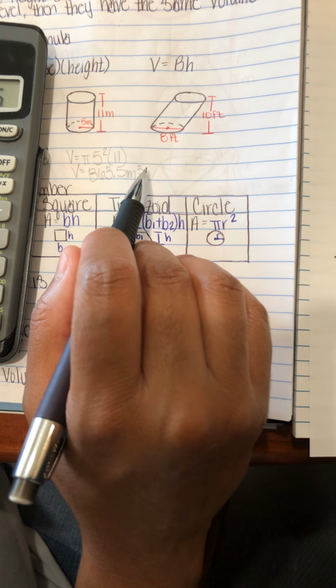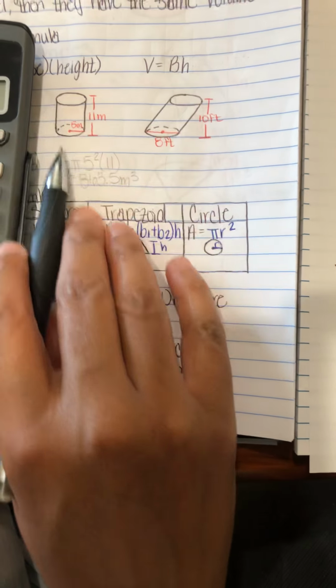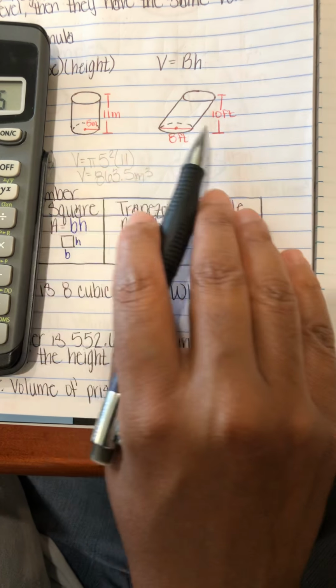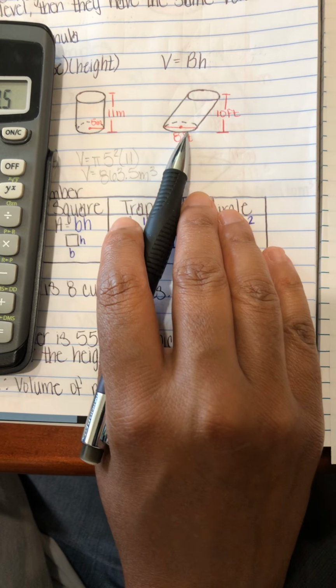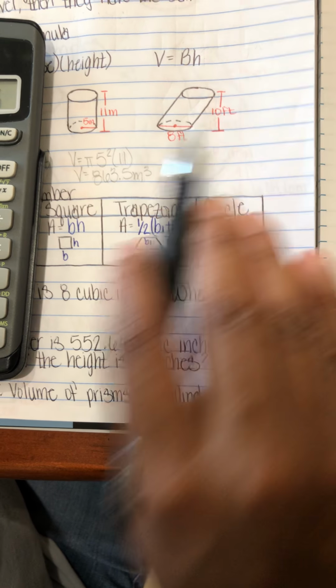The only reason why it's called oblique is because it's leaning. When you're looking at one that's going straight up and down, that means that it's a right cylinder. So there's no real difference between the two if they give you the height. And in this particular case, they did.